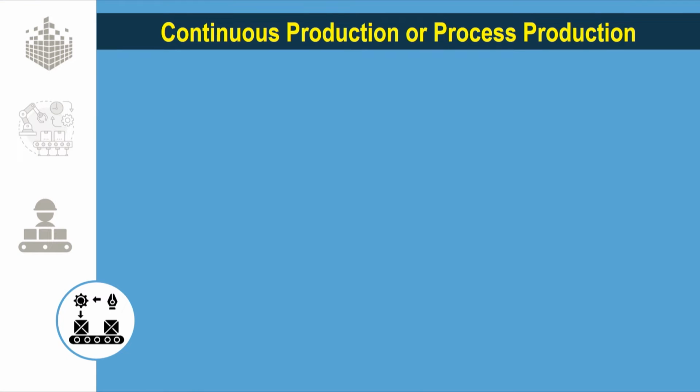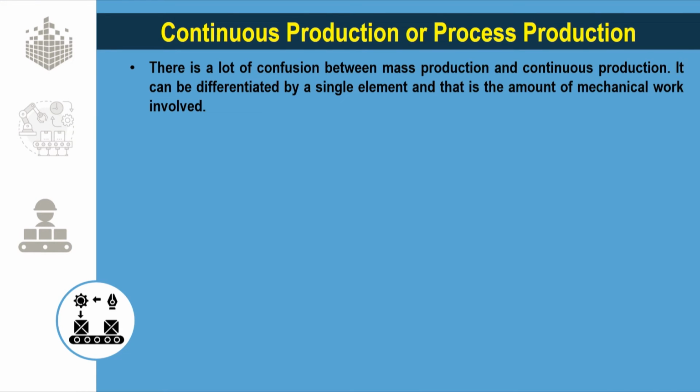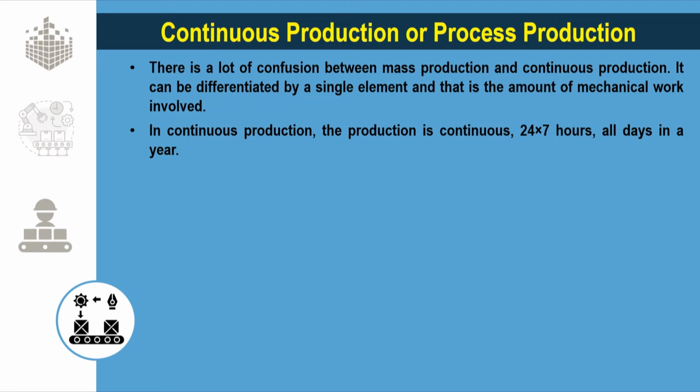The fourth is continuous production or process production. There is a lot of confusion between mass production and continuous production. It can be differentiated by a single element and that is the amount of mechanical work involved. In mass production, both machines and humans work in tandem. However, in continuous production, most of the work is done by the machines rather than by humans. In continuous production, the production is continuous, that is 24/7, all days in a year.